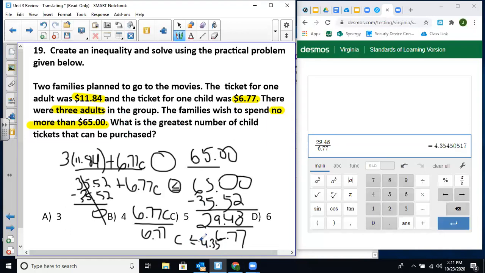Well, I know I can at least get 4 kids, but it says I could buy a little bit more, but I don't want to spend the rest to get that 5th child. So I know we can at least get 4 kiddos. And let me highlight that because it's kind of tough to see. But your answer will be B, 4 kids. So we can at least purchase 4. You could purchase 0.35 of a kid, but we don't buy 0.35 of a kid's ticket. So we can purchase 4.